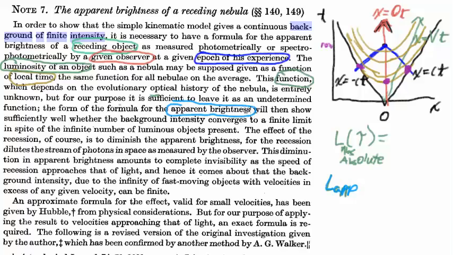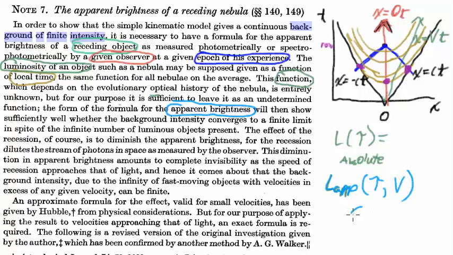For the apparent brightness, will then show sufficiently well whether the background intensity converges to a finite limit in spite of the infinite number of luminous objects present. So this is going to be a function of tau and that recession velocity. The effect of that recession, of course, is to diminish the apparent brightness, for the recession dilutes the stream of photons in space as measured by the observer.